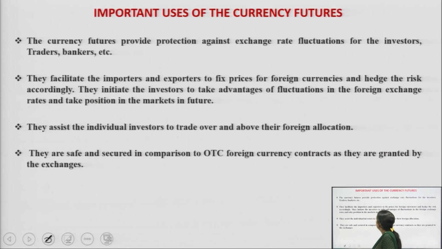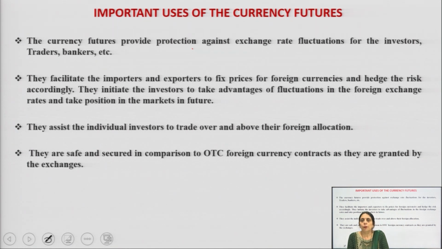Now the next one, what are the important uses of currency futures? The first one is that currency futures provide protection against exchange rate fluctuation. I have already told you, my dear students, that there may be fluctuation in the exchange rate, it may increase or decrease. If it increases, there is a loss to the importer but a gain to the exporter, and the reverse happens in the case of the exporter.